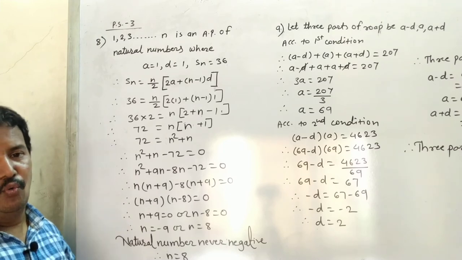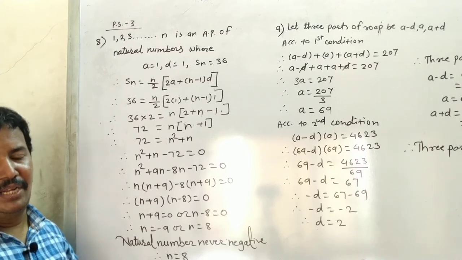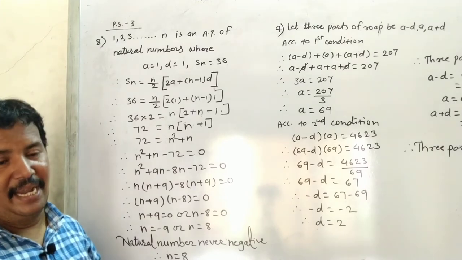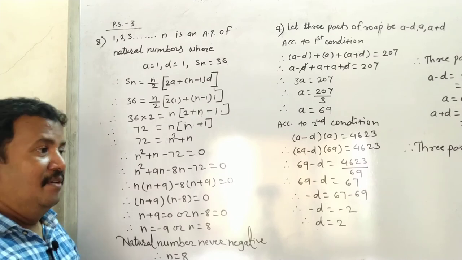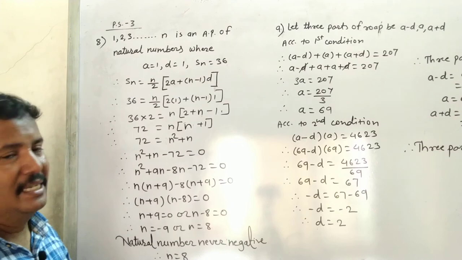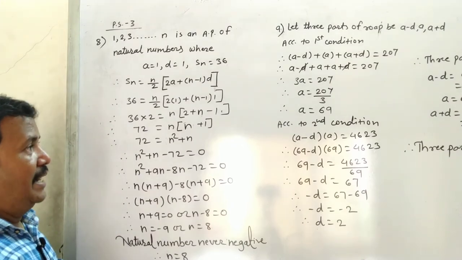Verify kar sakte ho. 1 plus 2, 3. 3 plus 3, 6. 6 plus 4, 10. 10 plus 5, 15. 15 plus 6, 21. 21 plus 7, 28 and 28 plus 8 36. Matlab first to 8 jo natural numbers hain unko tum log add karoge to you will get 36. Okay, samajh mein? Question number 9 dekho.